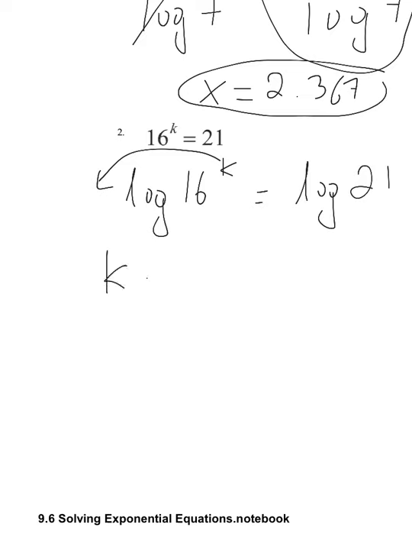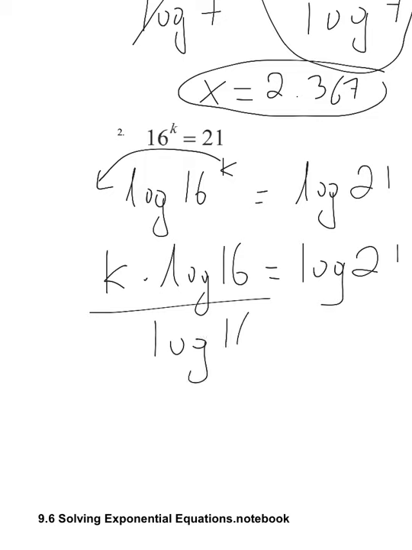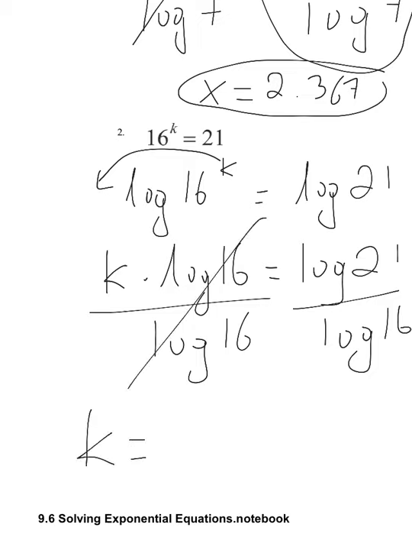So now you get k times log 16 equals log 21. What's your final step? Divide by log 16, divide by log 16. So in your calculator, please type log 21 divided by log 16. Okay? So log 21 divided by log 16. The answer is approximately 1.098.